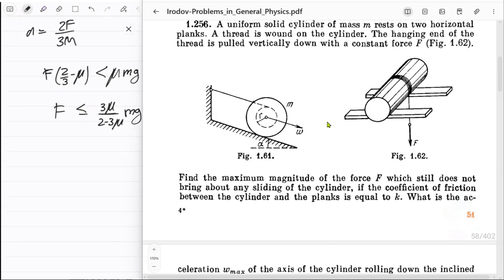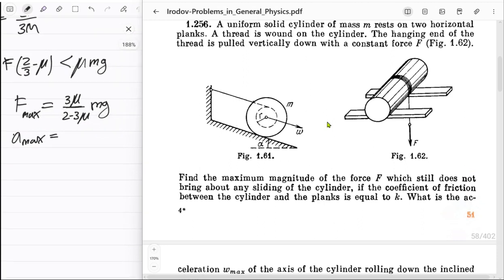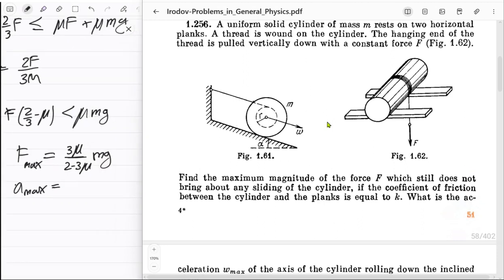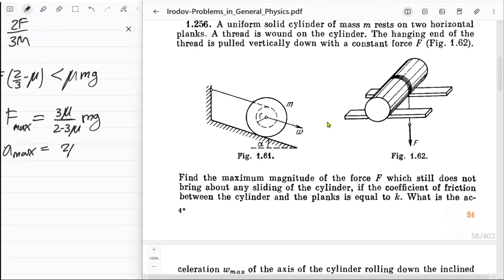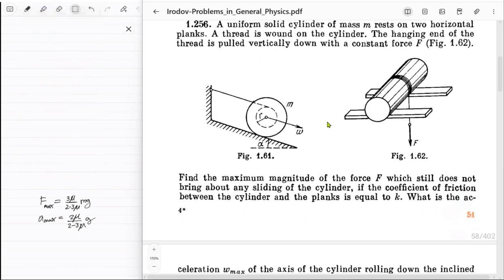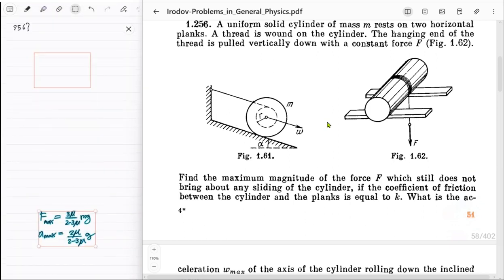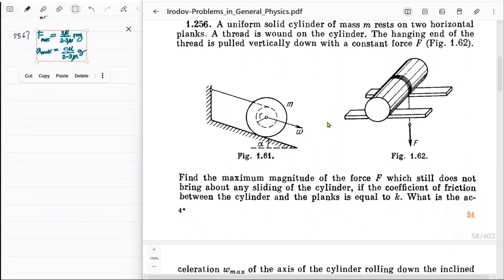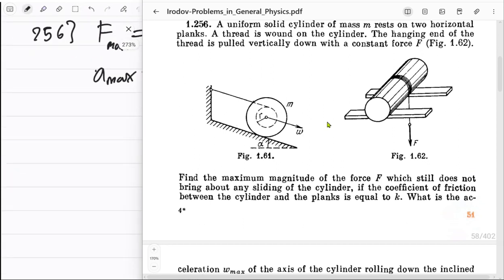Perfect. And then F max is this thing, and a max is 2F upon 3m, so the 3 cancels, and the m doesn't really matter. Then it's 2 mu upon 2 minus 3 mu, and that m cancels with g. Cool, that's our answer finally. Next question. Hopefully that's our answer. I don't know what they were wanting in the second one, but whatever.